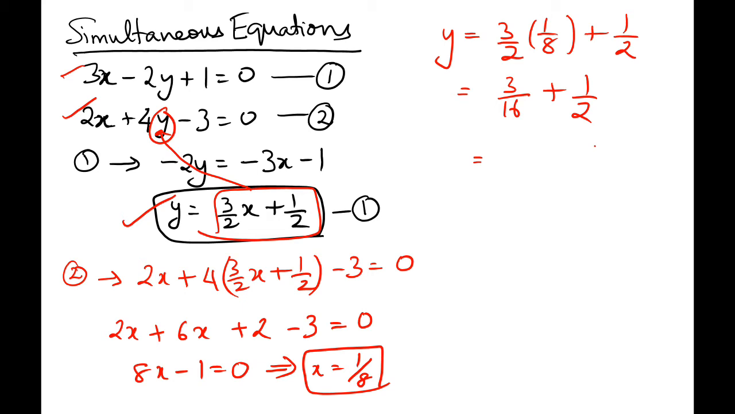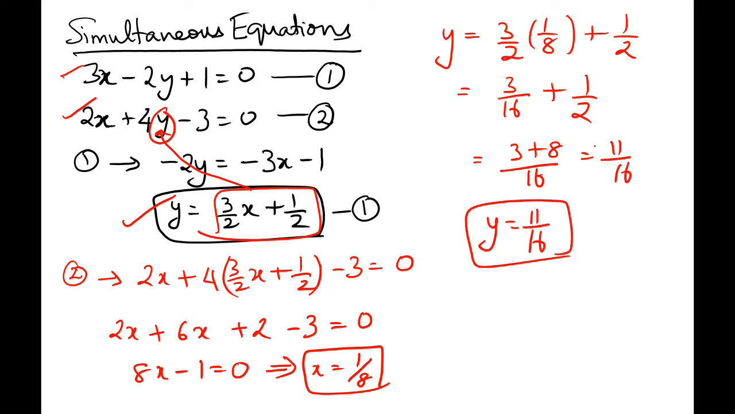and this becomes 3 plus 8 over 16, which is 11 over 16, and the y value is 11 over 16 in this case. So x equal to 1 over 8 and y equal to 11 over 16 is the solution for these two simultaneous equations. And now you know how to solve simultaneous equations using the method called the substitution method.